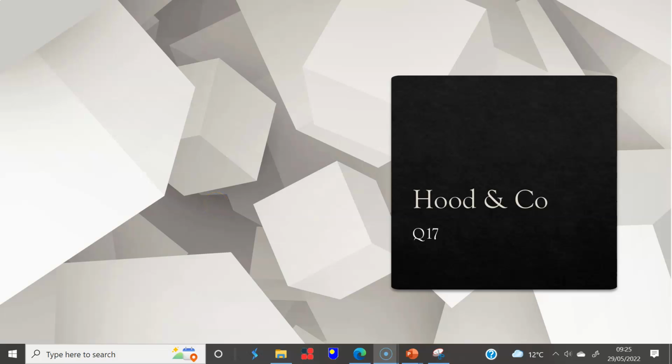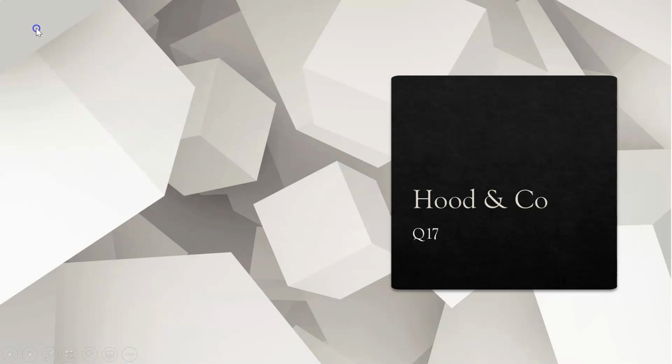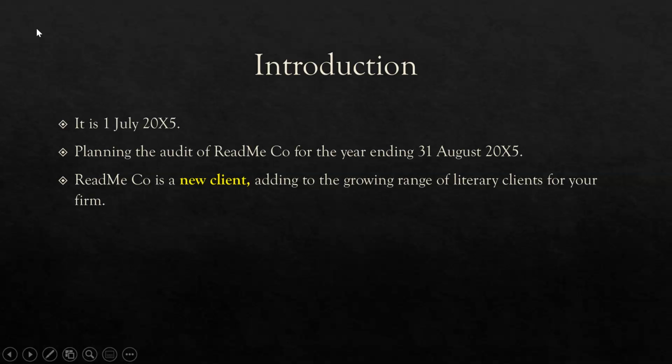Question 17. Pretty tidy one here, actually. Nice tidy question. Let's just power through. I probably will be answering many of the questions, part B, as I go through the introduction. So you can sort of see, oh yeah, this is red. So here we are, planning for the audit of the 31st of August.